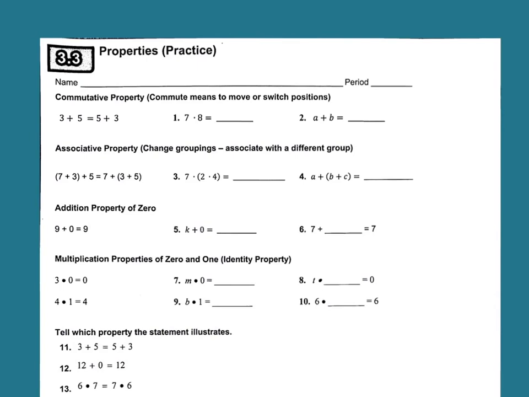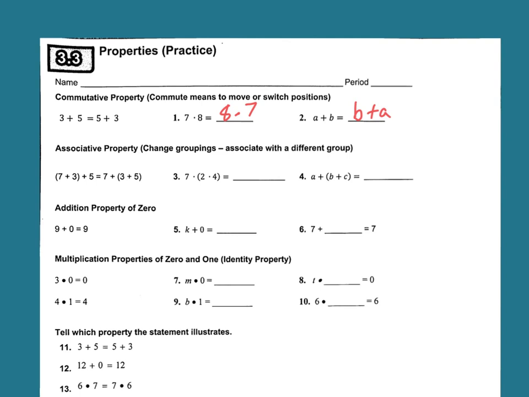All right, so let's go through the practice really quick. This is really nice because it gives you an example. It shows you what the commutative property looks like. So 3 plus 5 equals 5 plus 3. This one is saying 7 times 8 equals 8 times 7. On the next one, A plus B equals B plus A. So pretty easy. Commutative just means switch them.